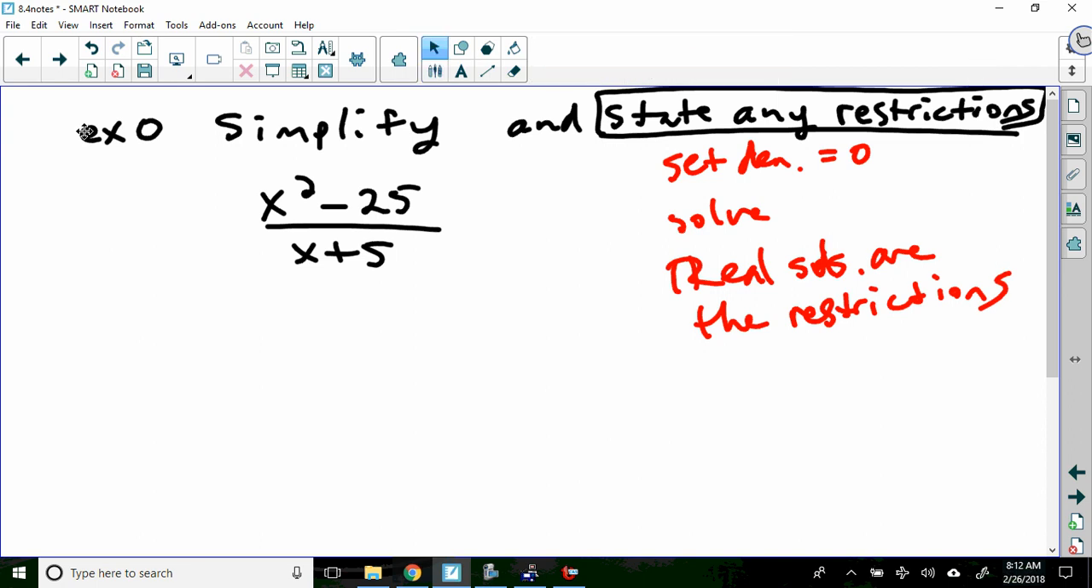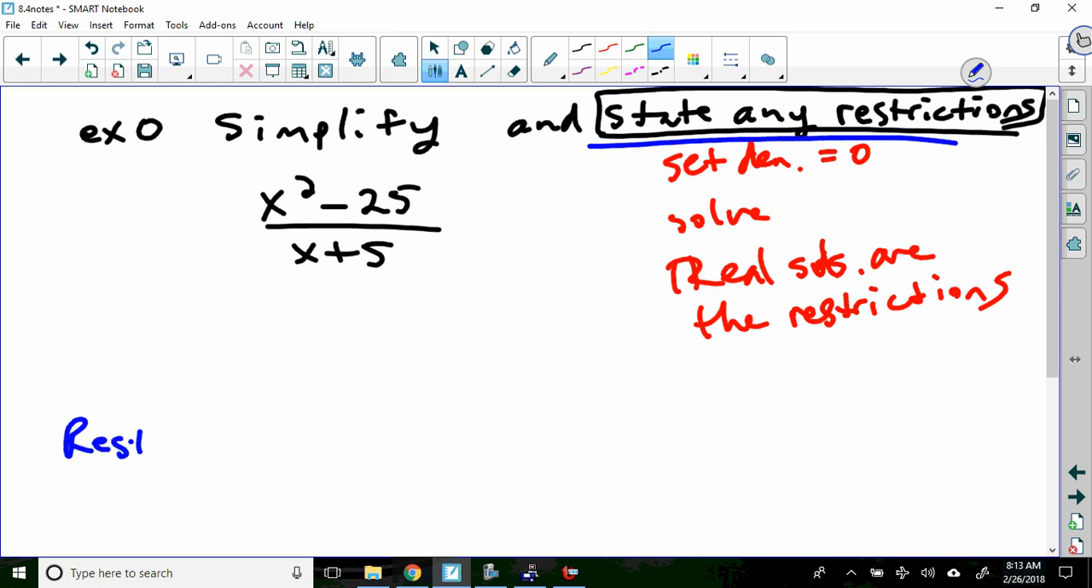So if they ask you to simplify and state any restrictions, you're going to factor, you're going to cancel, and you're going to have to set the denominator equal to 0 and solve, and the real solutions are the restrictions. So before I even try to simplify this, I'm going to go ahead and state my restrictions now. I'm going to go ahead and do this part now. Restrictions. Anybody think they know what it is?